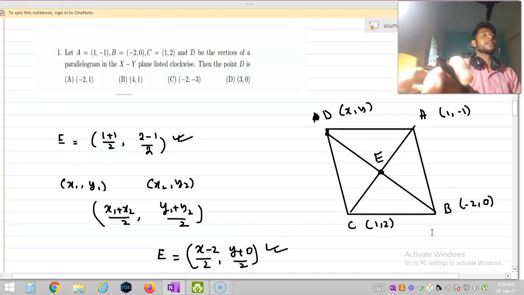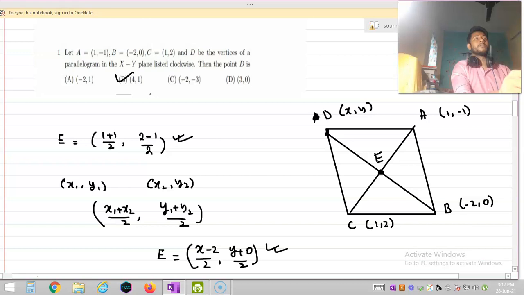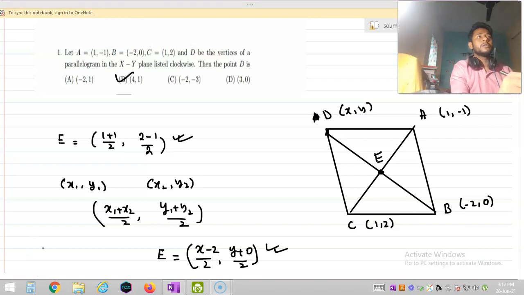Hence let us see the options. Option B is our correct option. You can see that we don't need to find the coordinate of y, as there is only one option having 4 in the x coordinate. So without even evaluating the value of y, I can say that option B is our correct option. So this is all about question number 1. Let us proceed to question number 2.